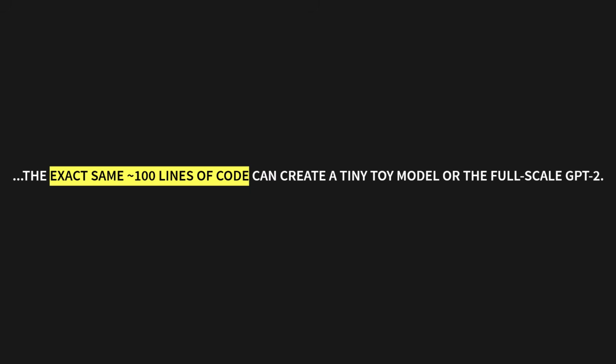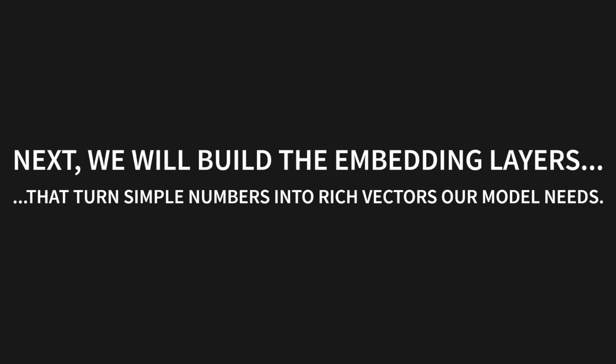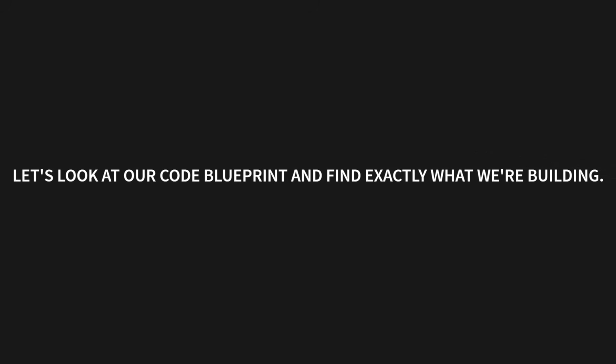With our blueprint in hand, we're ready to lay the first brick. Next, we will build the embedding layers that turn symbol numbers into the rich vectors our model needs. Let's get our hands dirty. Our journey starts with the very first functional layer of the model. Let's look at our code blueprint and find exactly what we're building.